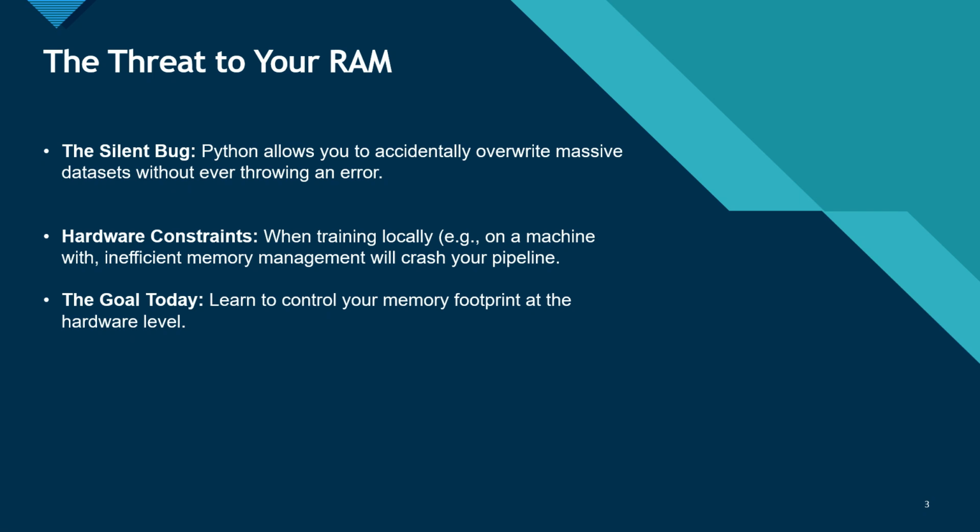So, the threat to your RAM. You can see the first point here, the silent bug. Python allows you to accidentally overwrite a massive dataset without even throwing any error. Think, for example, if we create an array and we slice it and create a smaller array. So like I created an array here, A, and we take B.